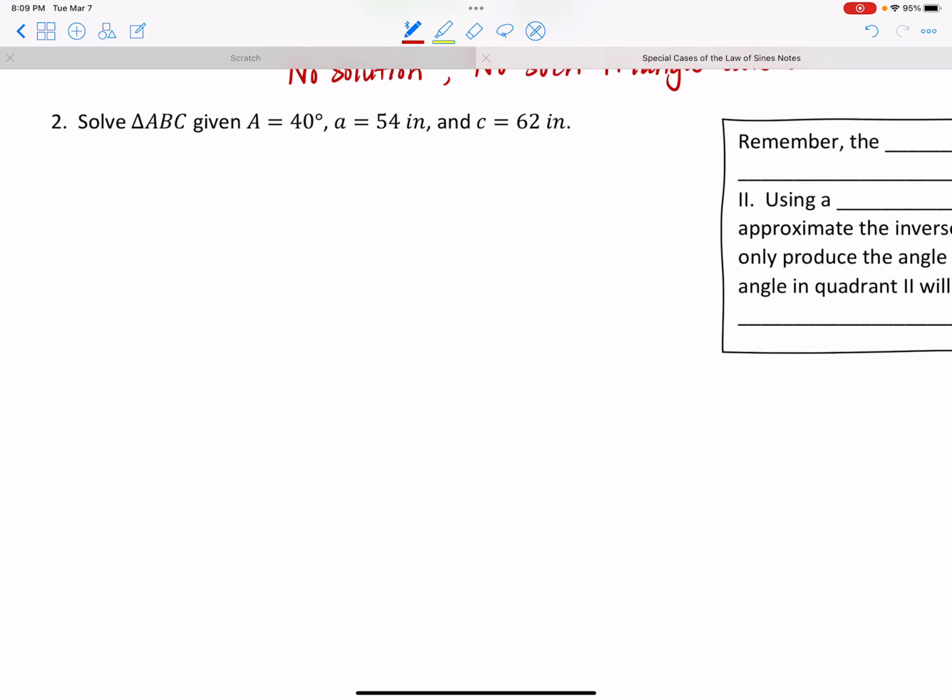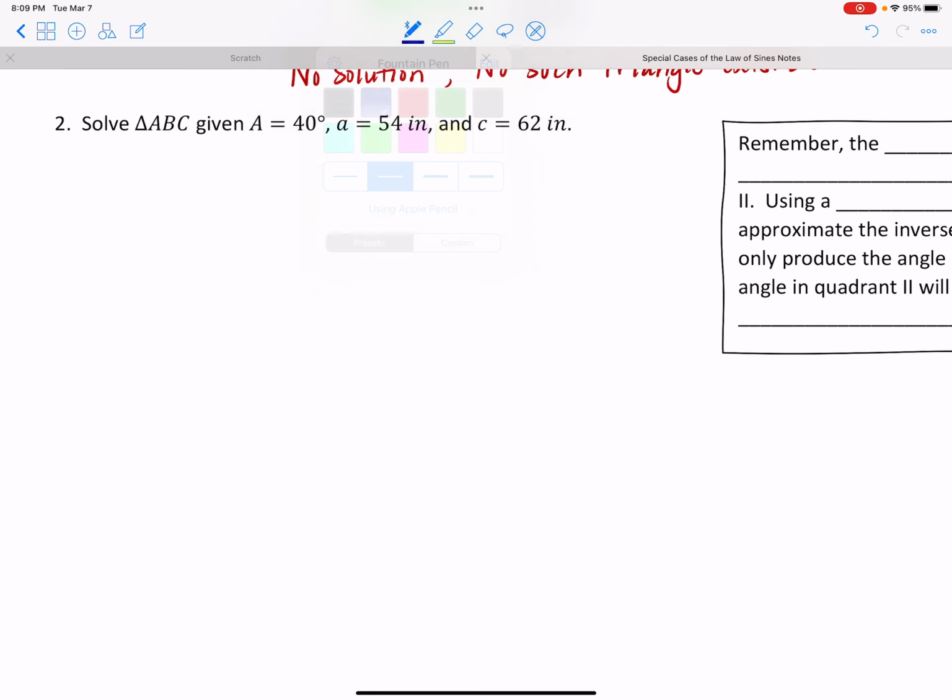So again, we're asked to solve a triangle. Just by looking, maybe we don't see anything different happening with this problem, so we start the same way. Well, we draw this out, and we make our triangle. That was terrible, but my lovely technology fixes my terrible triangle. So we have triangle A, B, and C, and this one they give me angle A as 40 degrees, side A as 54 inches, and then side C as 62 inches.